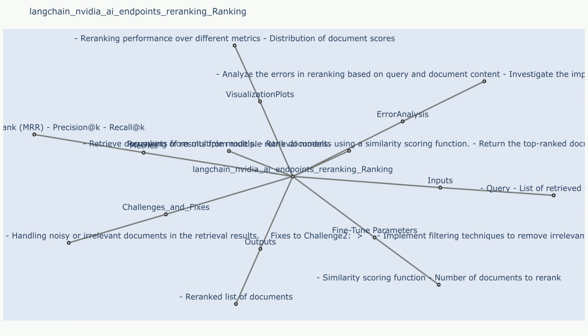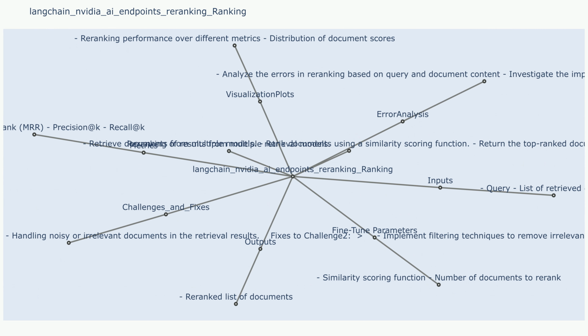Challenge 2. Domain specificity. Re-ranking models may struggle to effectively rank documents in highly specialized domains where domain-specific terminology and concepts are prevalent. Sample use case that resulted in challenge 2. A user in the medical field searches for information on a specific disease. The re-ranking model may not accurately identify relevant medical articles due to lack of domain knowledge.